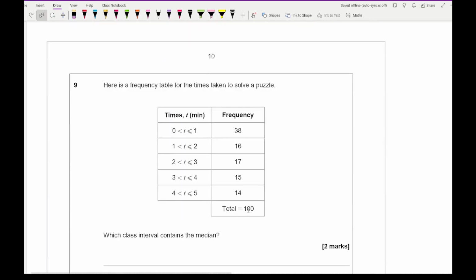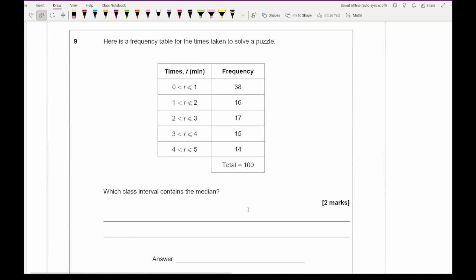Then moving on to question 9, it says here is a frequency table of the times taken to solve a puzzle, and it says which interval contains the median. Well, the median is going to be halfway of the total frequencies, because it's going to be the 50th person. So then using cumulative frequency, where is that 50th person going to be? Well, the first 38 is between 0 and 1. The next 16 is in 1 to 2, and that is where our median is going to be. So it's this block here.